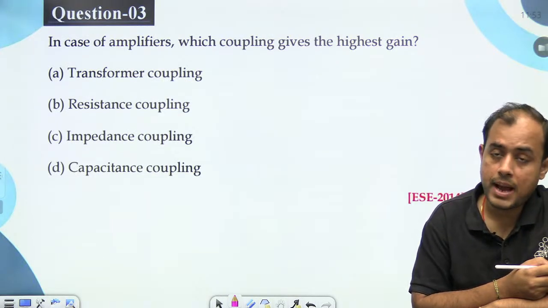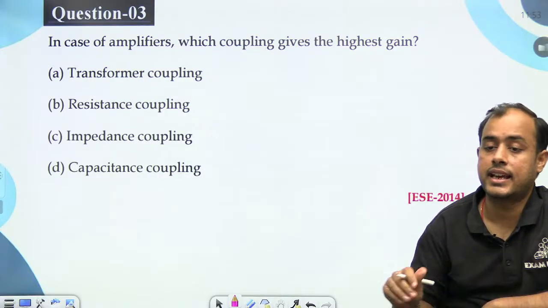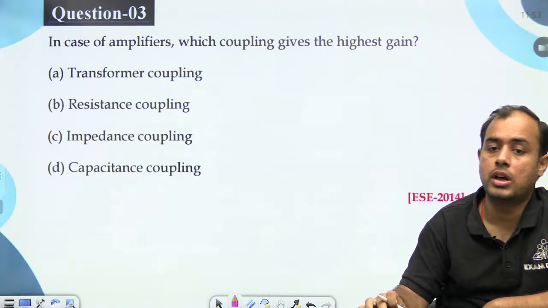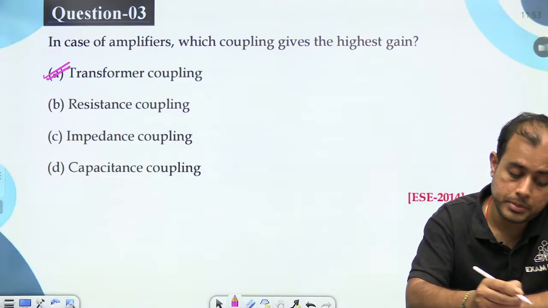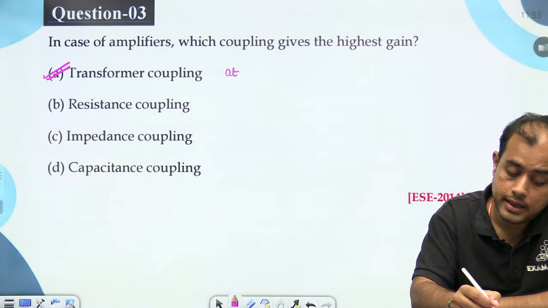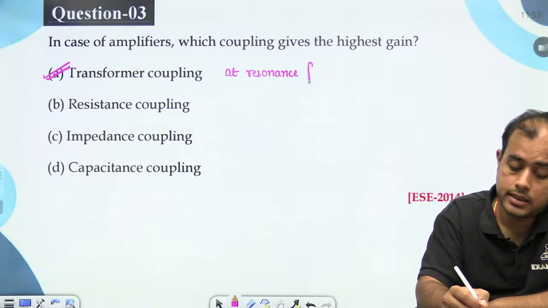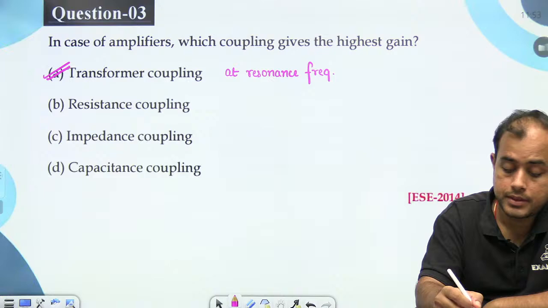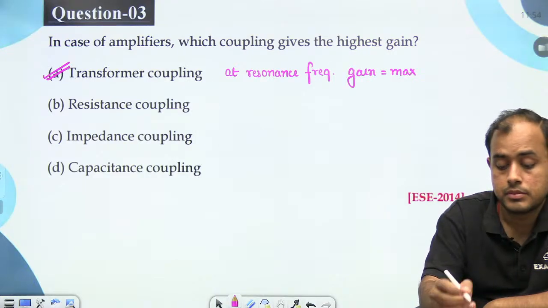In case of amplifier, which coupling gives the highest gain? Transformer coupling. In transformer coupling, what happens? At resonance frequency, gain becomes maximum. Okay?